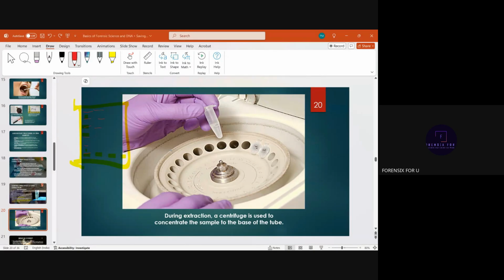Okay, great. So this is a centrifuge. This is how a high-speed centrifuge works. This is used for the purpose of centrifuging all the DNA.